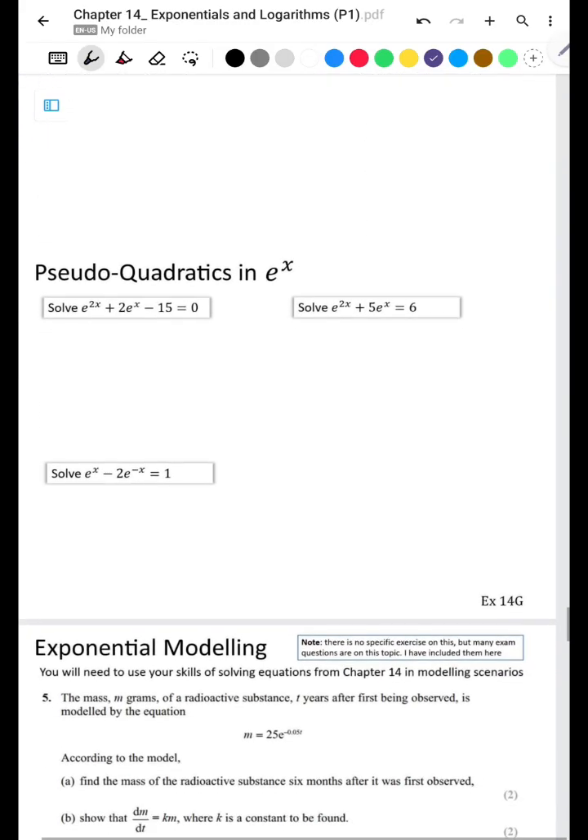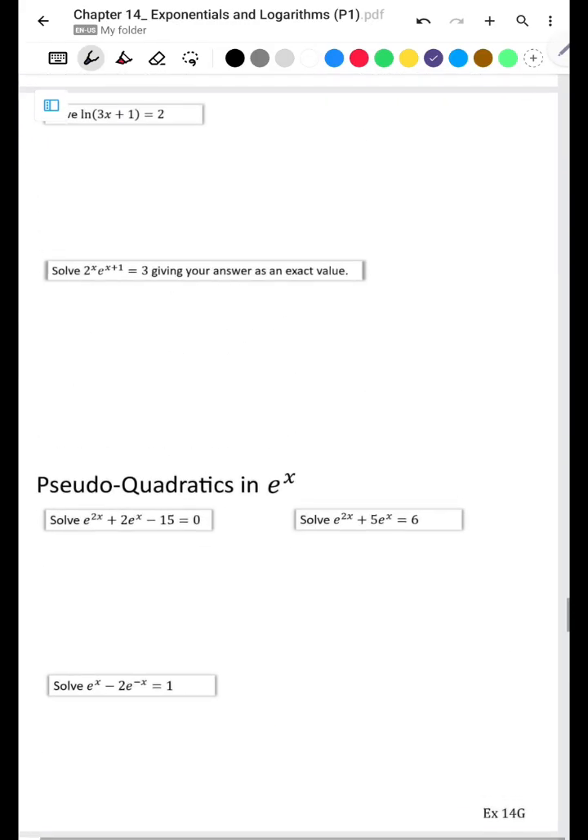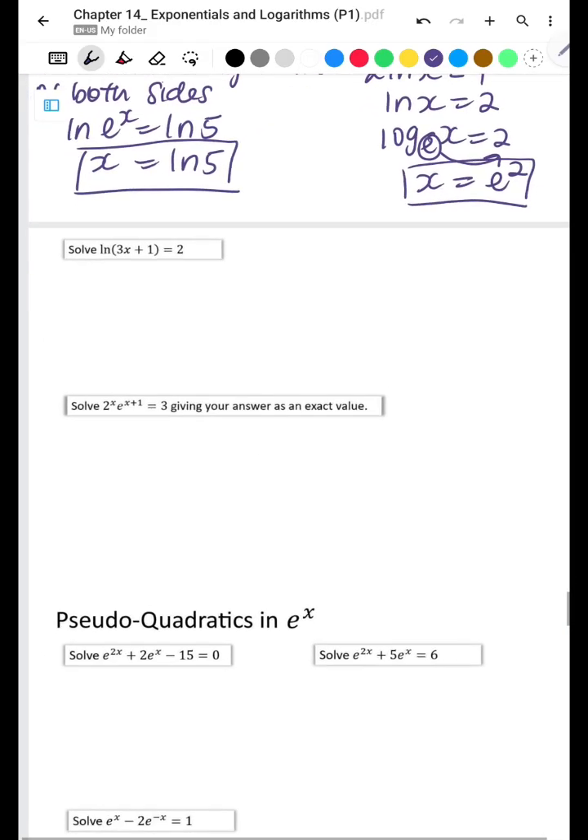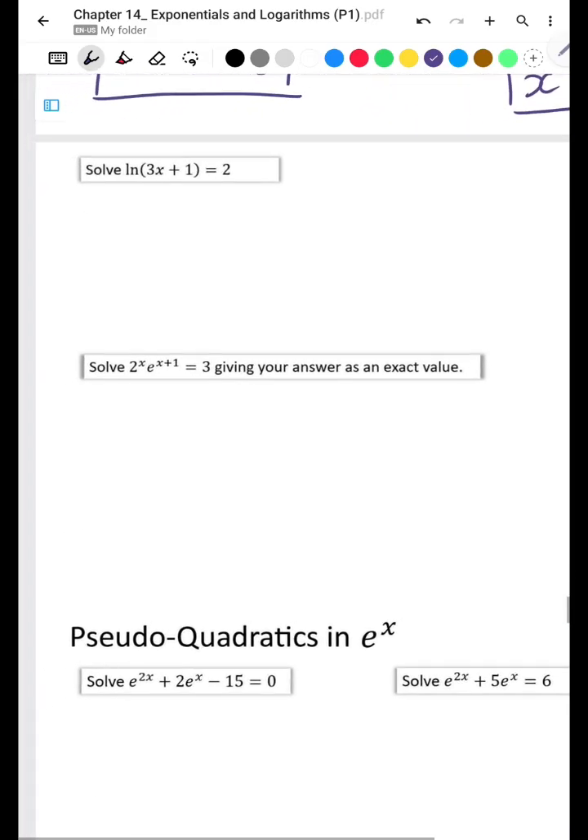So now going to pseudo quadratics. Yeah, before going to pseudo quadratics, I would love to solve this one. So now solving this, I know there's a multiplication sign between both here. So 2x multiplication sign x plus 1 is equal to 3.